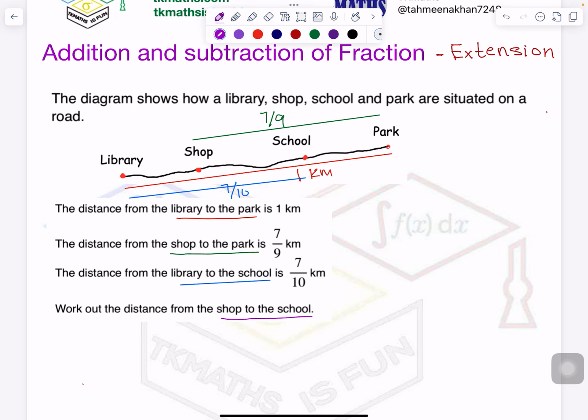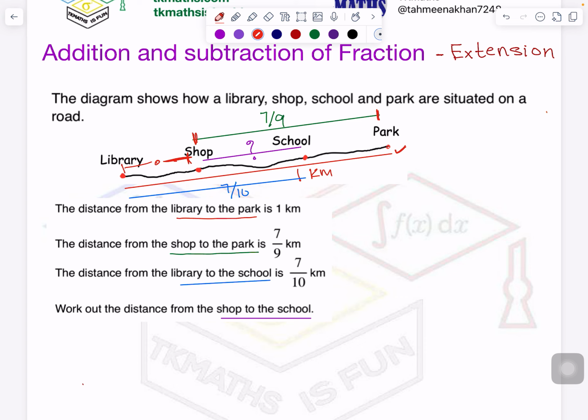Question is saying, explain shop to school. It means you have to find out this distance, purple one, right? This is your distance. So what comes in your mind? It's like a jigsaw, I would say. So what comes in my mind is from the red one, which is the complete library to school. From here, red one. If you minus shop to park from the total, you can get this distance easily. Yes or no? You can get this distance.